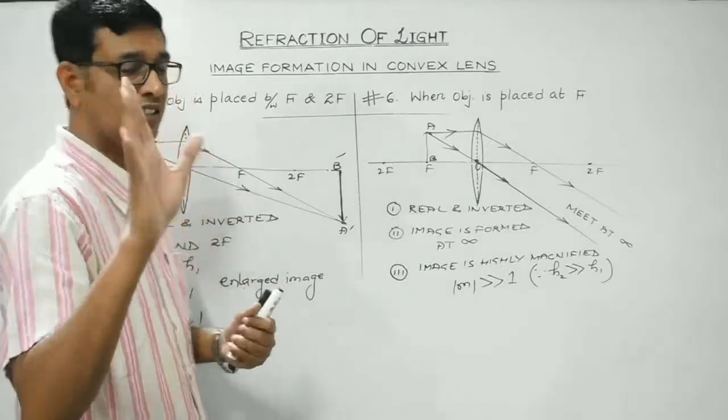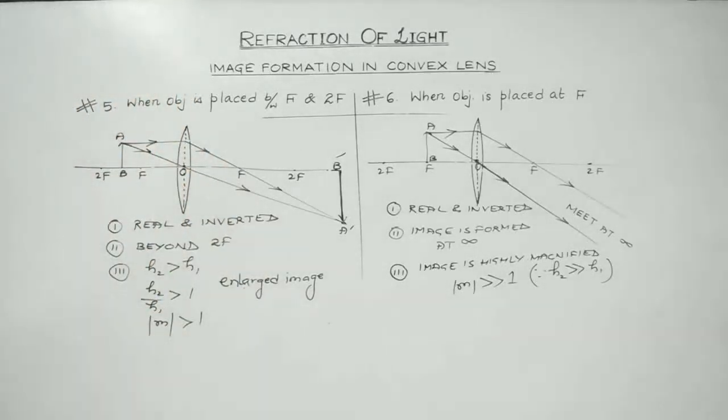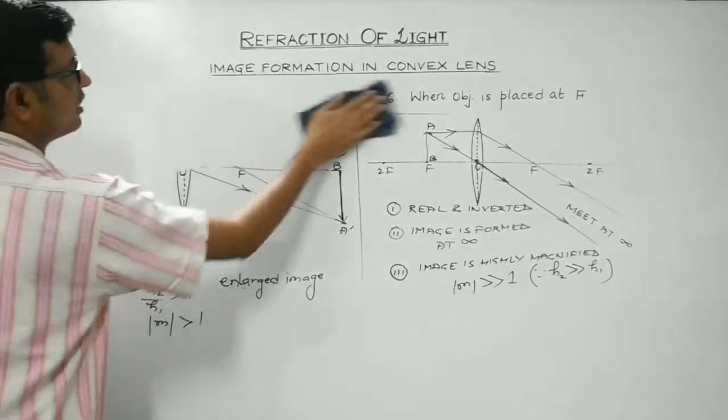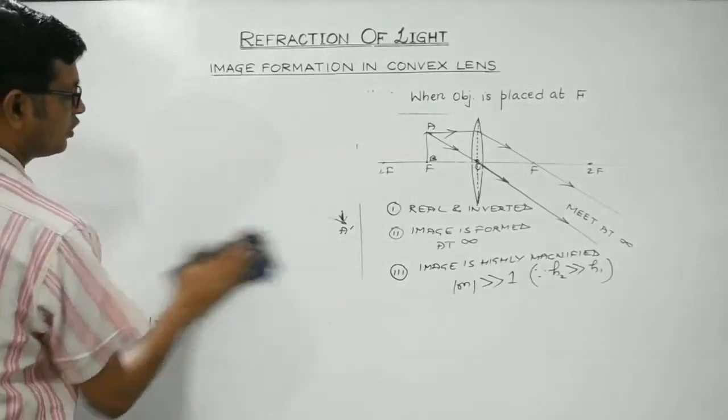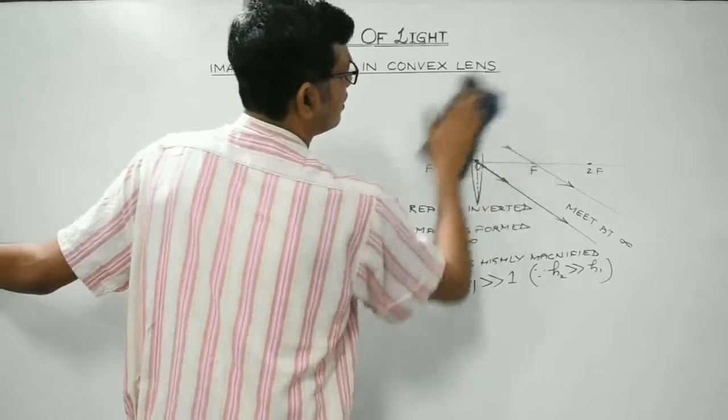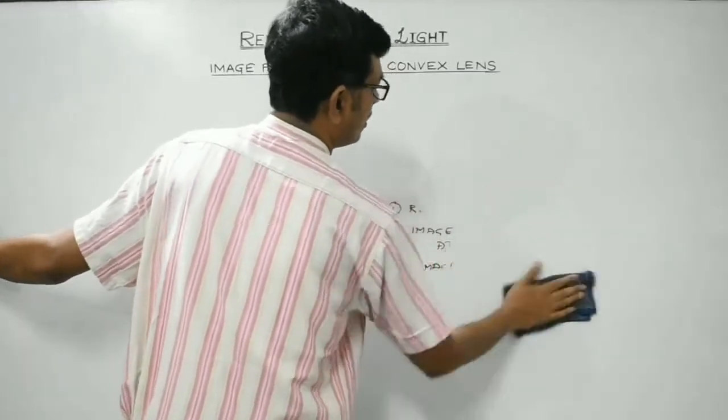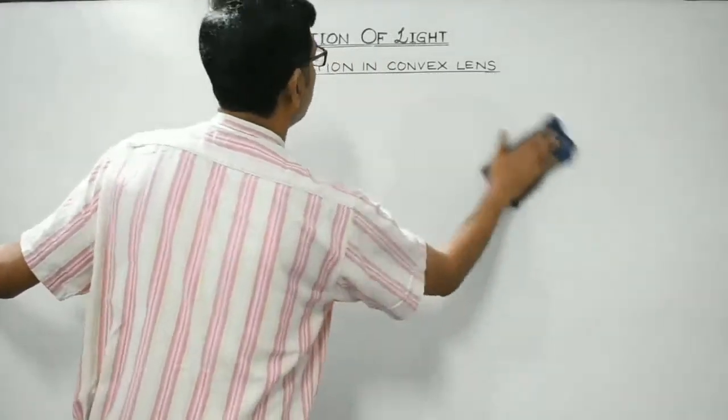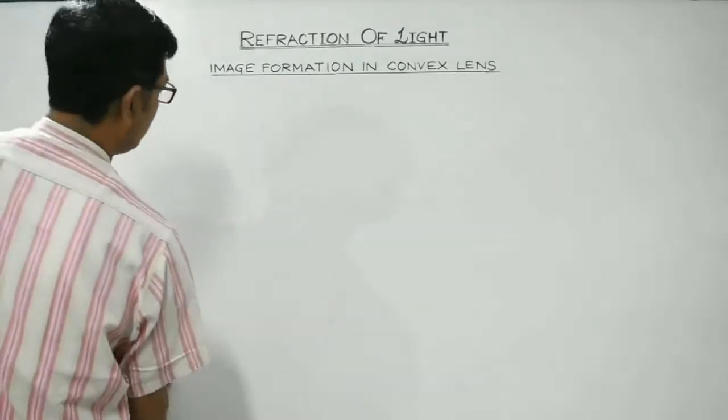So, that is case 7. That we will discuss now. So, let's start with case 7. Case 7 is when the object is placed in front of a convex lens between its optical center and the focus.